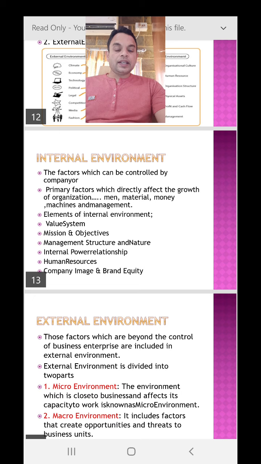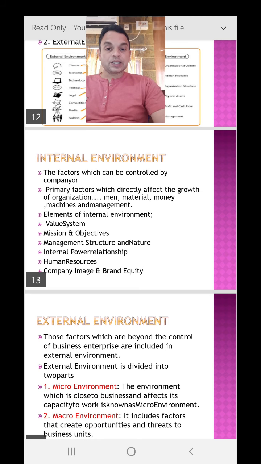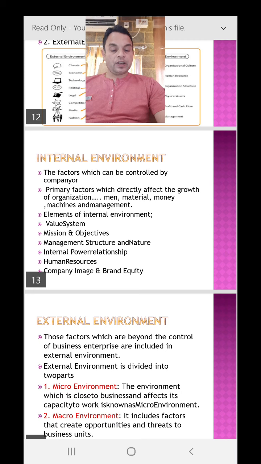So what are the internal environment? Value system. What do you mean by value system? The group Tata, which recently donated around 1500 crore, that is a value system. What is the objective? What is the mission of your company? Now this can be changed by the top level management. Say for example, my mission is to earn money. Then my mission can also change towards society, that is well-being of society. Management structure, who will be in the top level, who will be in the middle level, who would be at the bottom level. These things are known as internal environment.